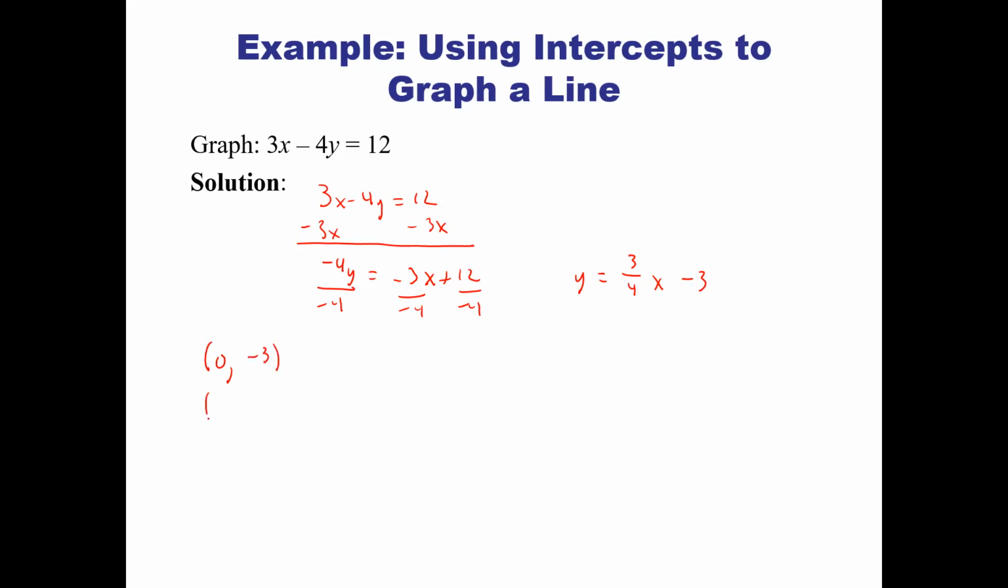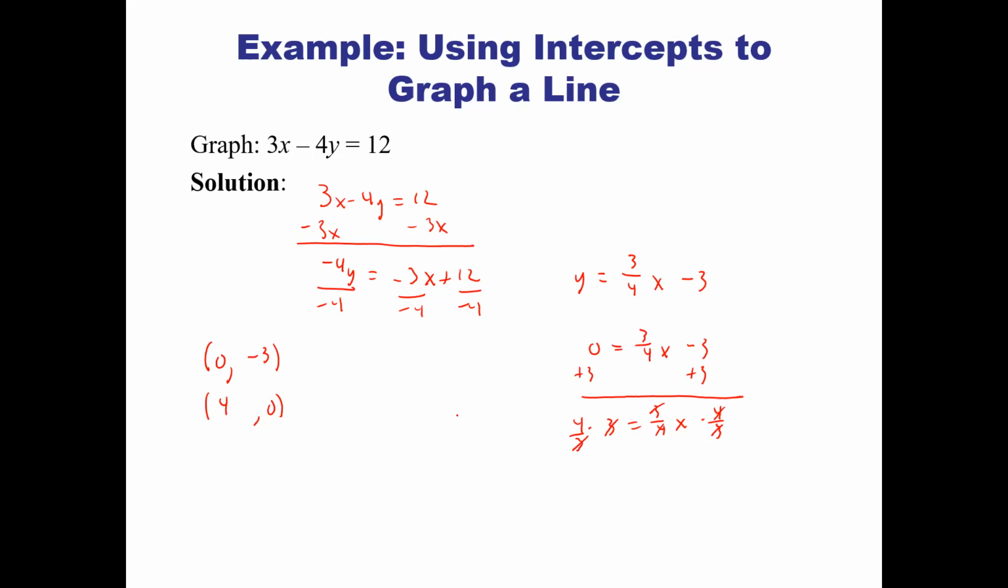Now, the other one we could do is plug in 0 for y. Well, we're going to do a little bit more work here. So now we'll add 3 to both sides, and we get 3 equals 3/4 x. To solve for x, multiply by 4/3. Those cancel, and we get x is equal to 4, because everything on this side cancels out.